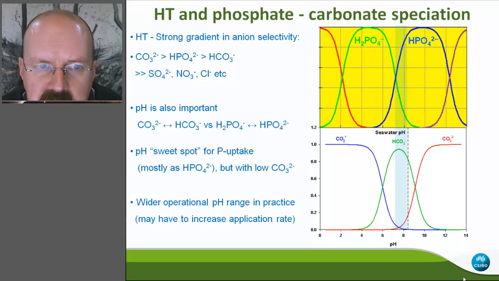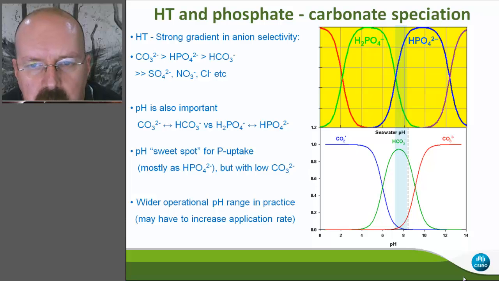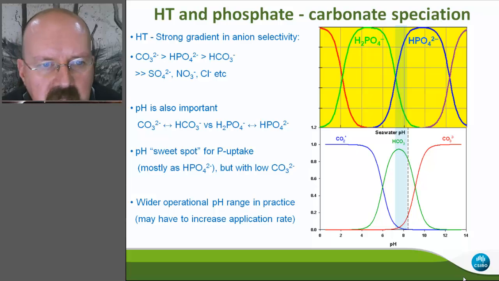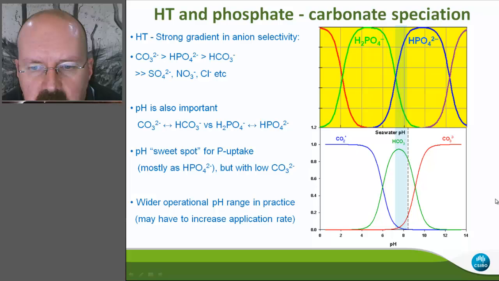But pH is also important because that determines whether we have carbonate or bicarbonate relative to H2PO4- and HPO4 2-. So effectively, look at the graphs on the right there. There really is often a sweet spot for phosphorus uptake. In general, natural waters occur in that pH interval from around 7 to about 8.5. In practice, though, there's actually a wider operational pH range, as you'll see in a moment. But where we occur well outside that pH range, we may actually have to increase the application rate or adjust the pH in that particular aquatic system.